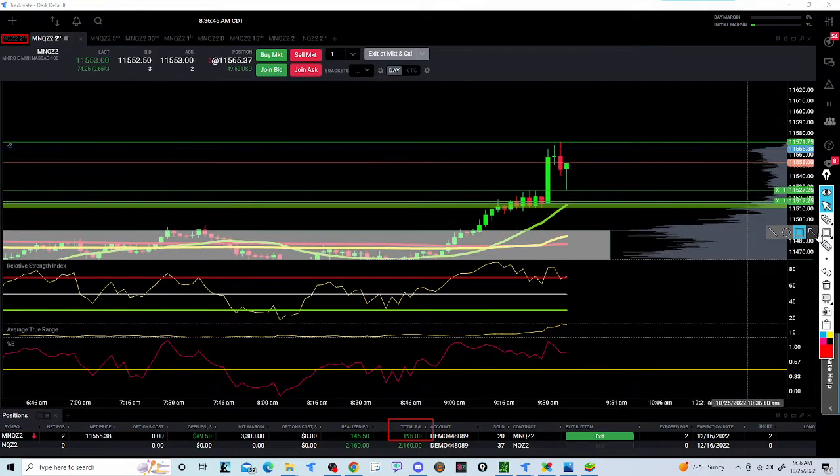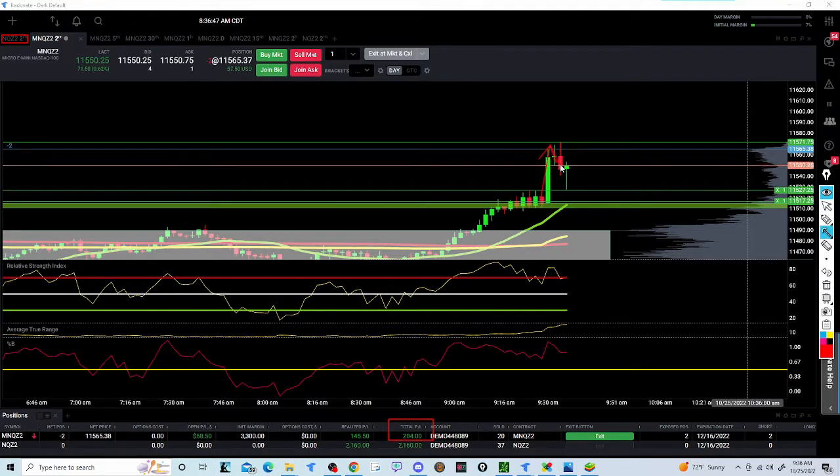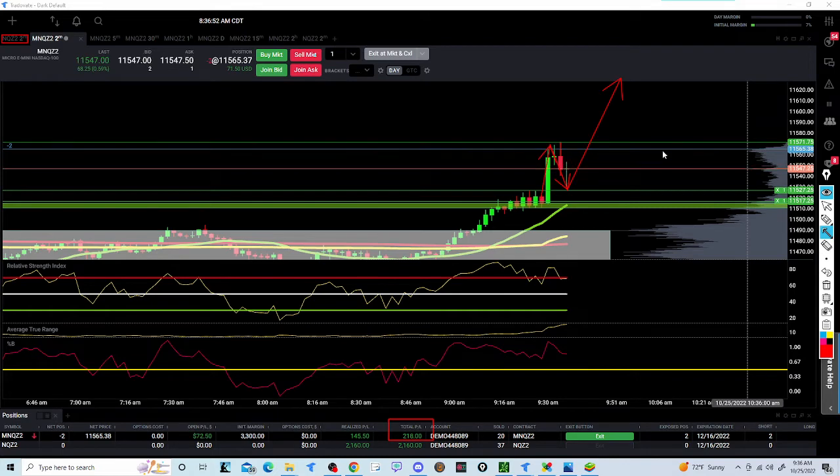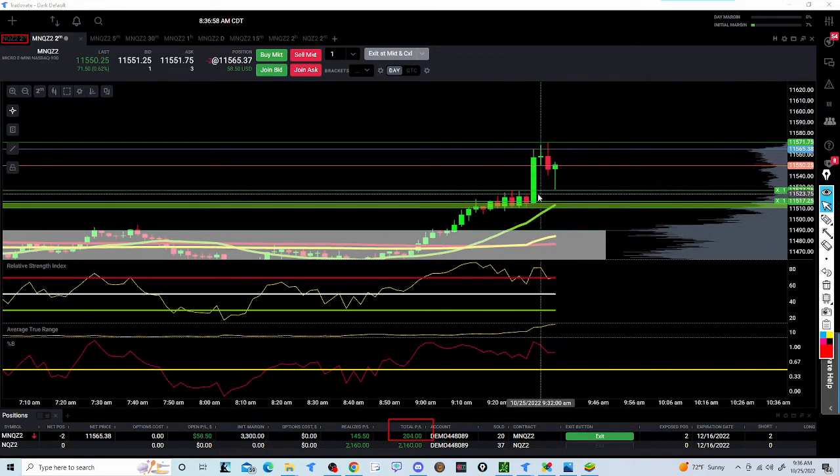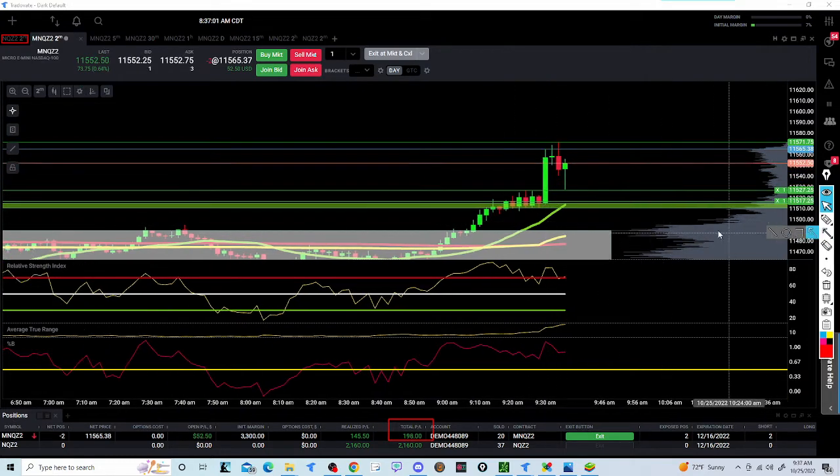Okay, because there's no point. You see, now this is what I was just saying, right? I was expecting that pullback here if we were going to continue higher. But again, talking, I wasn't paying attention. But we got 2 contracts. But now you see what I mean about the odds and the probabilities, right?